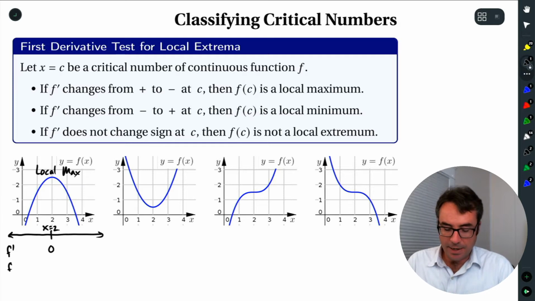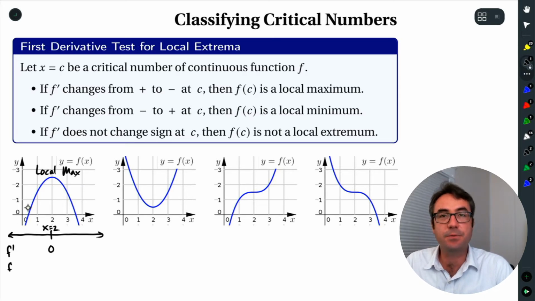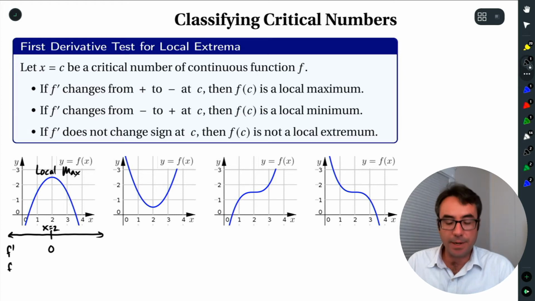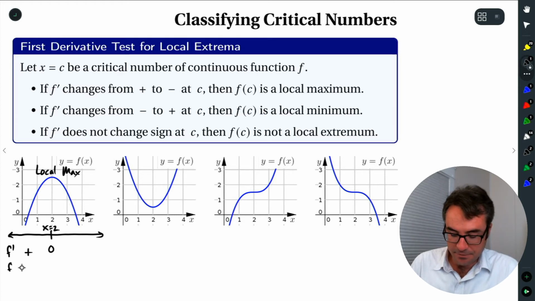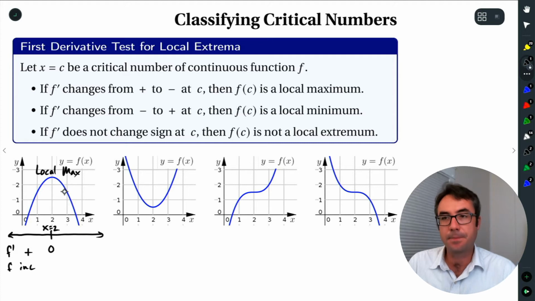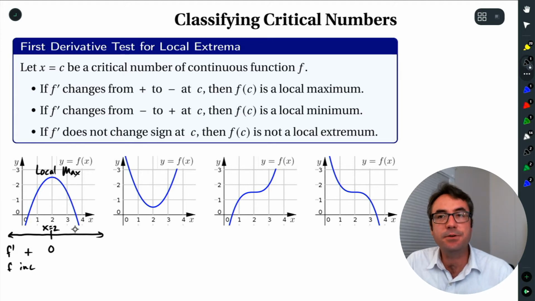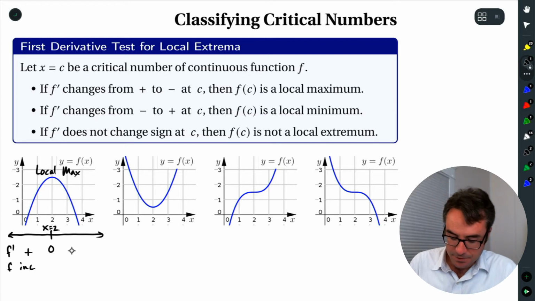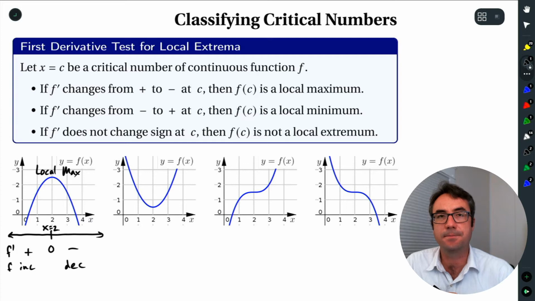So if we look at this graph, on this section over here to the left of x equals 2, our graph is going up. So the slopes are positive and our function is increasing. Now if we look at the other side, what's going on over here? Well, the function's decreasing. The slopes are negative. So f prime would be negative and f is decreasing on that side.